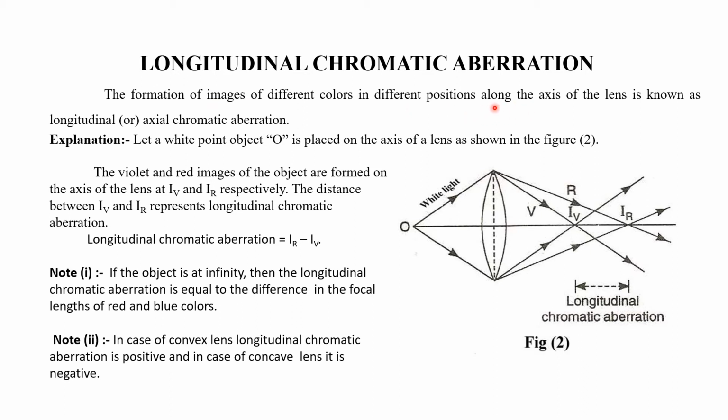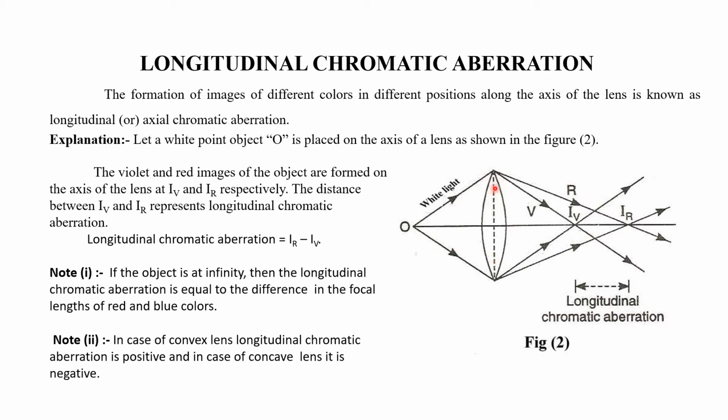This is important here. Along the axis of the lens, that is said to be longitudinal or axial chromatic aberration. Longitudinal means parallel. So here, suppose white light is allowed to fall on the lens. This diagram is somewhat wrong. At the vertex, diffraction does not take place. So light is allowed to fall like this, and here also like this.